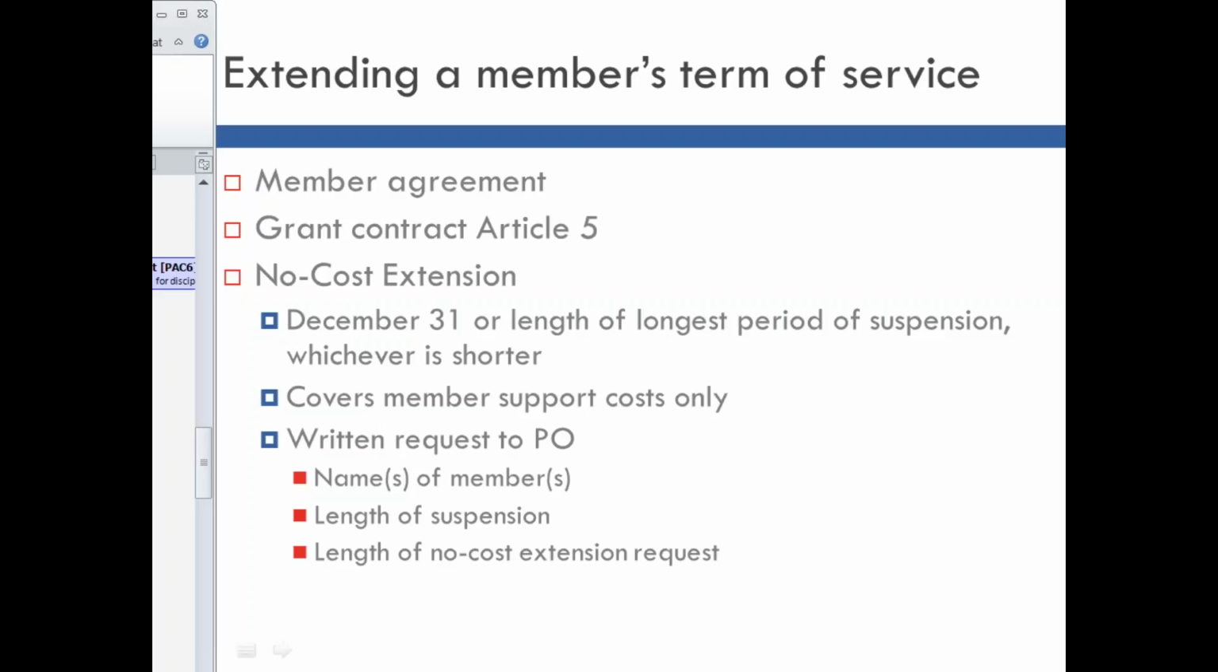So when you're going through and requesting a no-cost extension, some of the things that I look for with my programs are the names of the members that you intend on having serve past the grant contract end date because of their suspensions, the length of the suspensions that the members have served, and then lastly, the length of the no-cost extension that you're requesting.